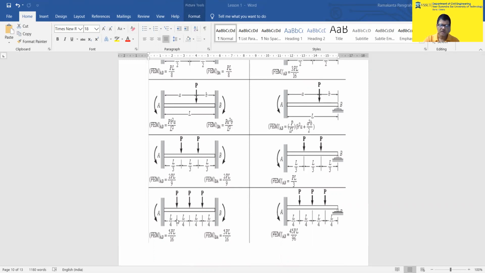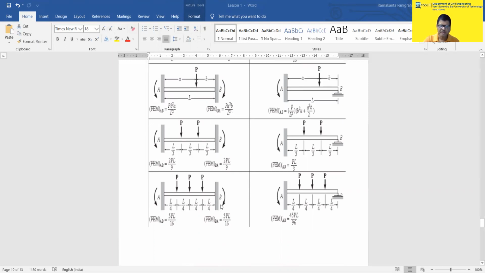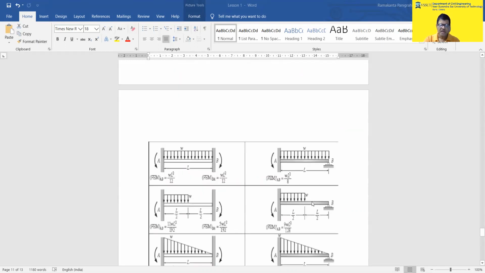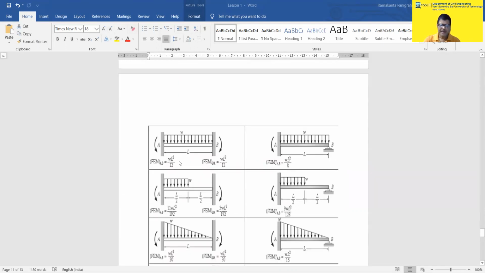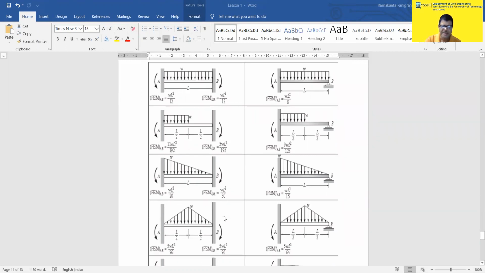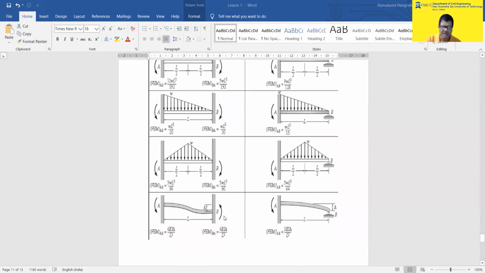So you can find these values. Here we can find 5PL by 16, and here it is 45PL by 96. Similarly, for UDL, WL square by 12, and here it is WL square by 8. This is a partial UDL; you can find the values 5WL square by 192 and 11WL square by 192. This is a triangular load: WL square by 20, WL square by 30. So for different cases, the values are given.